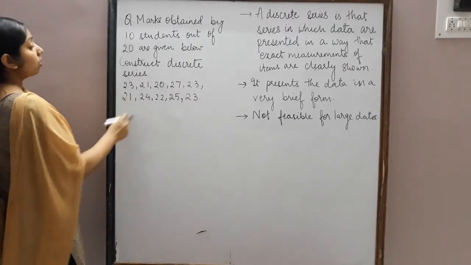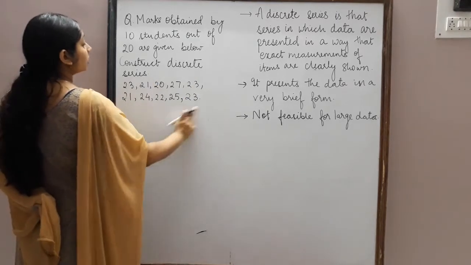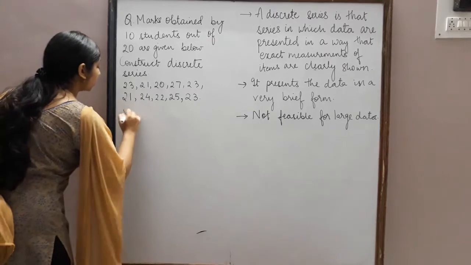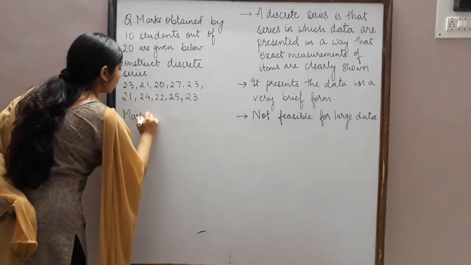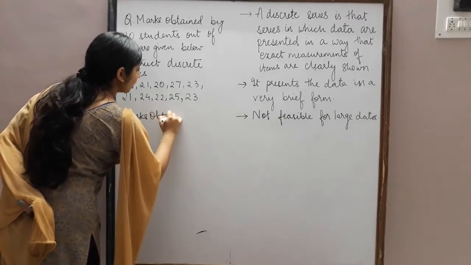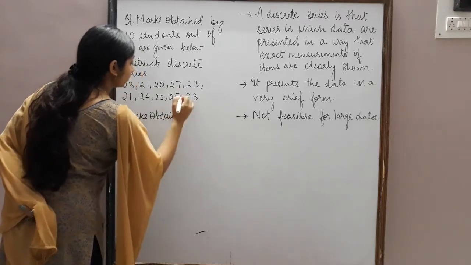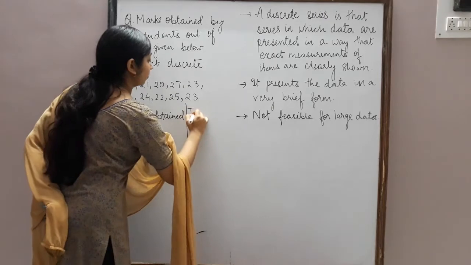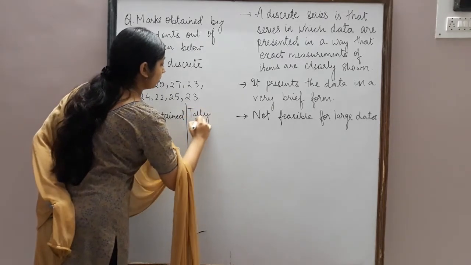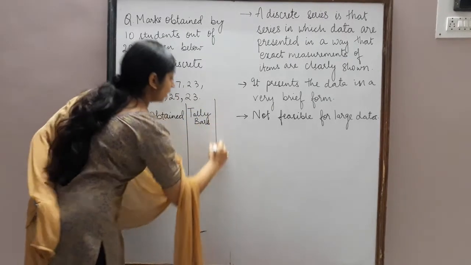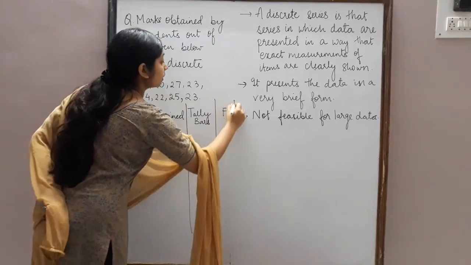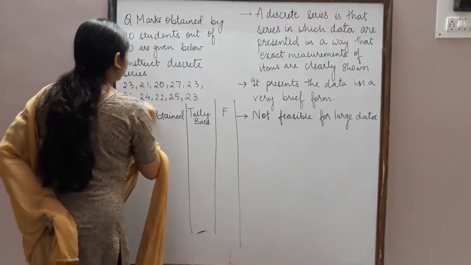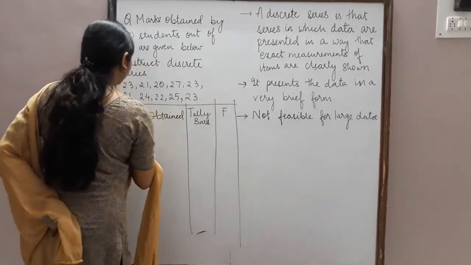So first of all, what are these? These are the marks obtained. So when we make the table, the first column will be marks obtained. It is not necessary that it will always be marks obtained only. Next we will take tally marks or tally bars. Then we will come to the frequency, right? Now what is the frequency? It is the exact number of measurements.